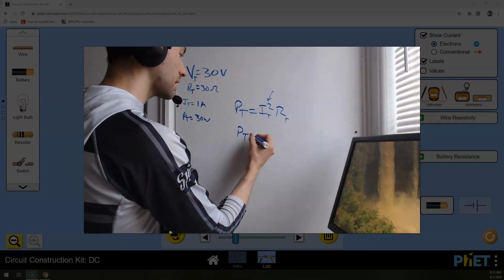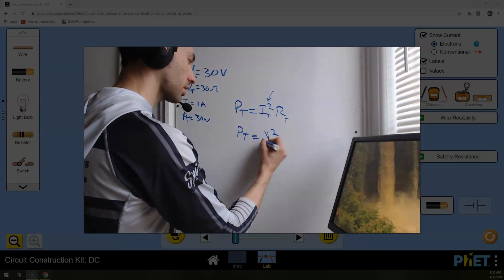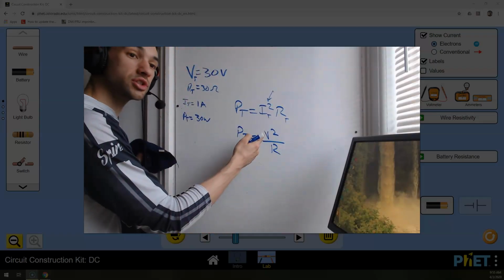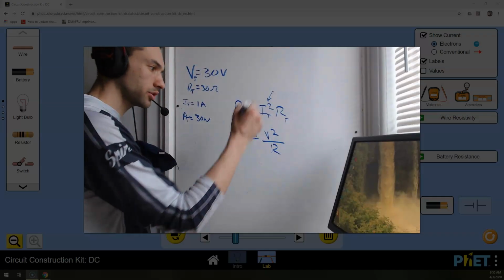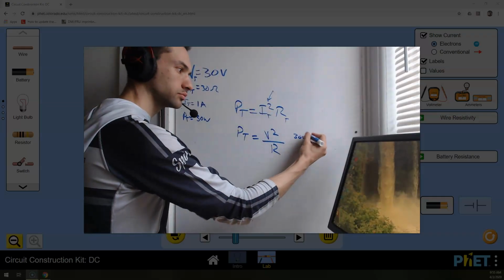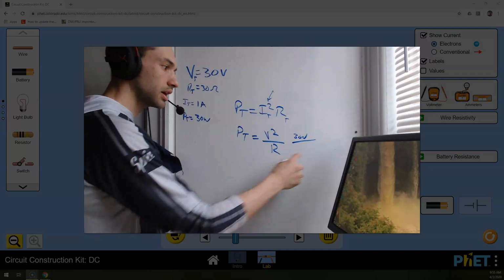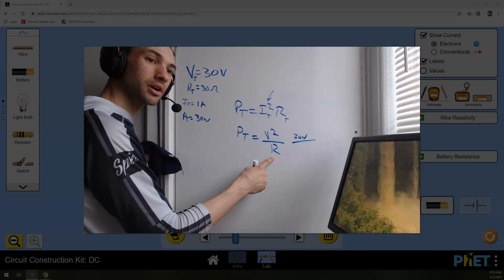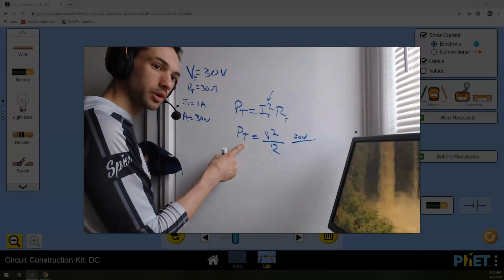So what might be a better thing to look at here? Ah, this is a much better picture. My voltage isn't changing, right? So I chose maybe a 30-volt battery. As my resistance gets larger and larger and larger, I'm dividing by a bigger and bigger and bigger number, so my total power will go down.